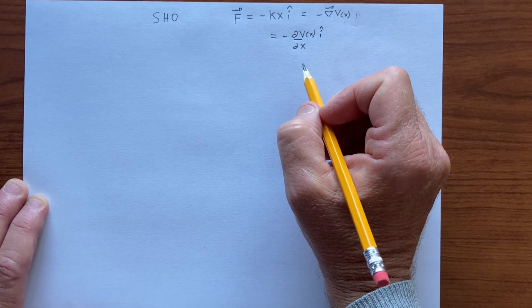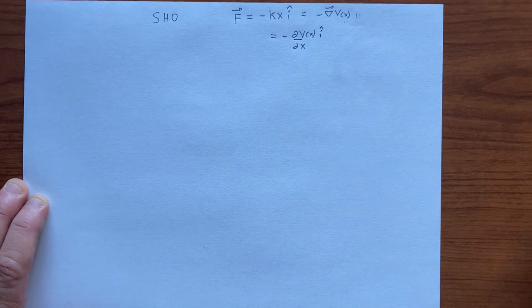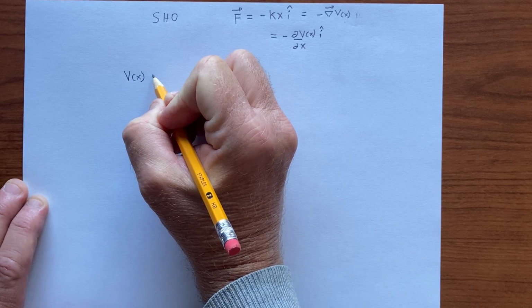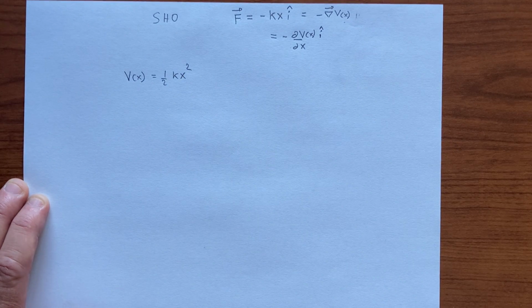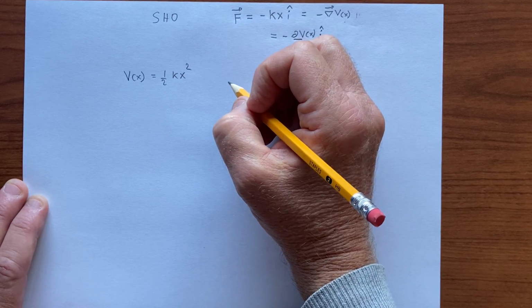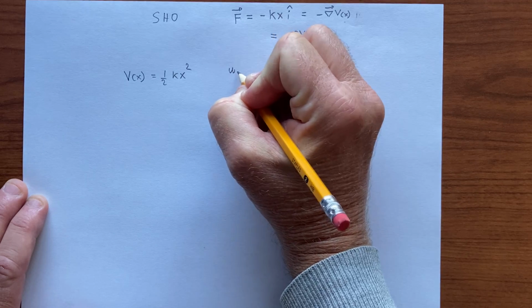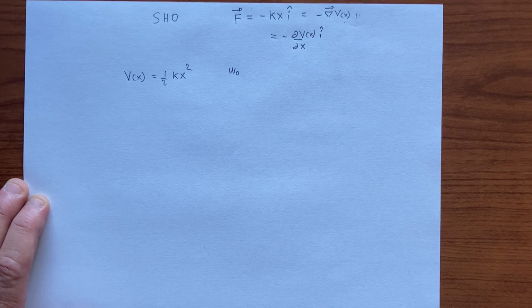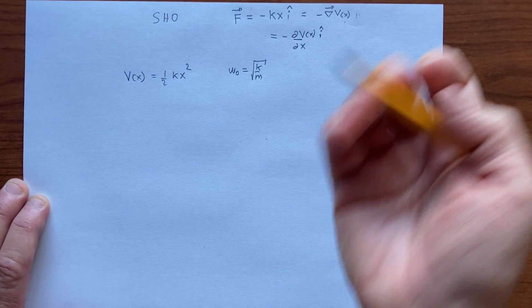So when we integrate this, right, we integrate the force over some distance x, we'll get the potential, and that potential is 1/2 k times x squared. Of course, we can write the constant k, the spring constant, in terms of the angular frequency, omega naught, and the mass of the object that's attached to the spring as the square root of k over m. Right, where does that come from?